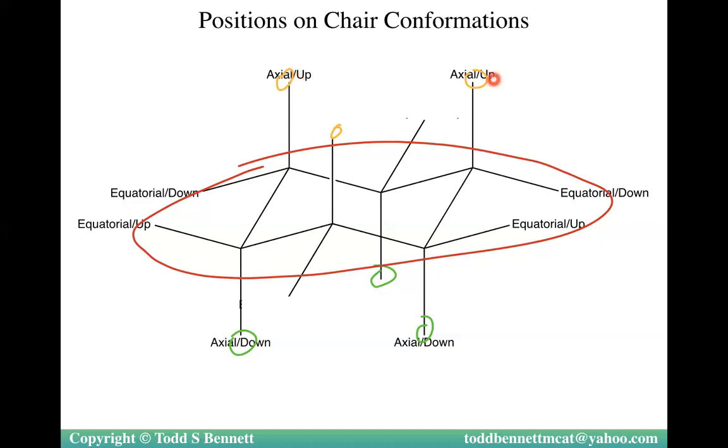So just like this one: axial up, equatorial down, equatorial down, equatorial up, axial down, axial down. So there's one in the middle that goes axial up to axial down. This one has the axial up, this one's axial down, and then you have your respective equatorial down that goes with this one, equatorial up that goes with that one.